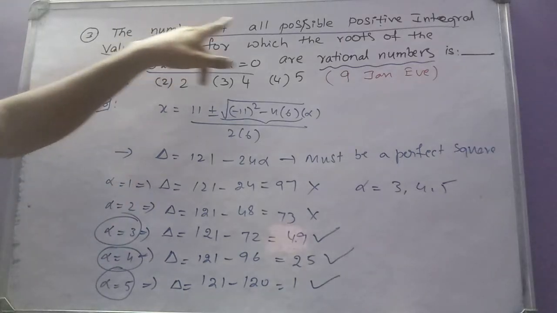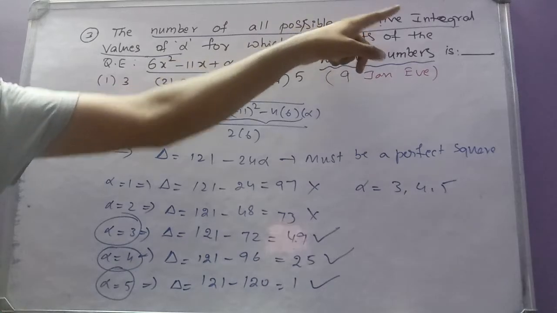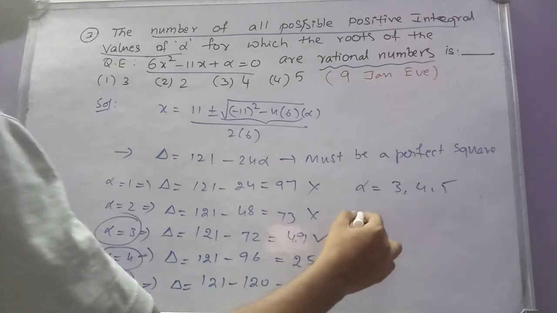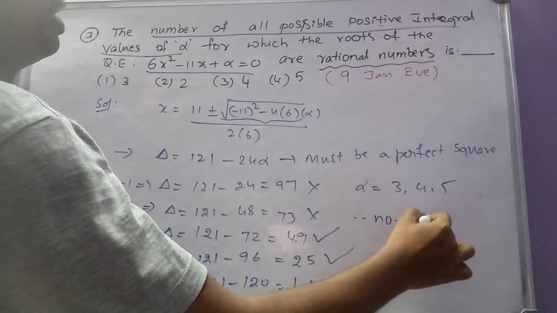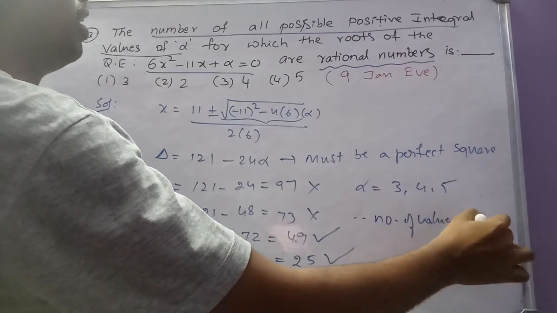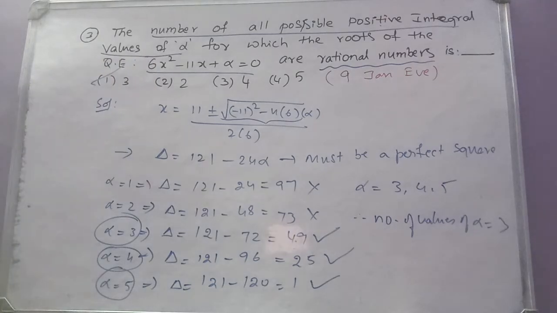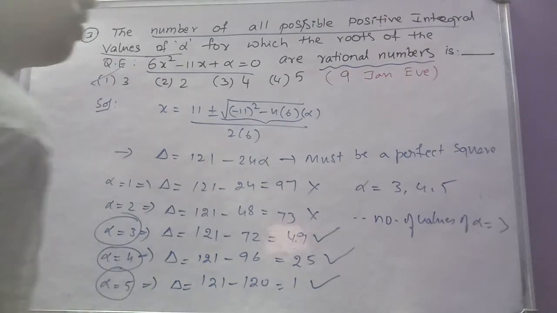And he is asking the number of all possible positive integral values of lambda. So how many values of alpha is possible here? Therefore, the number of values of alpha is equal to 3. So 3, 4, 5, just 3. So the option is first option, 3.